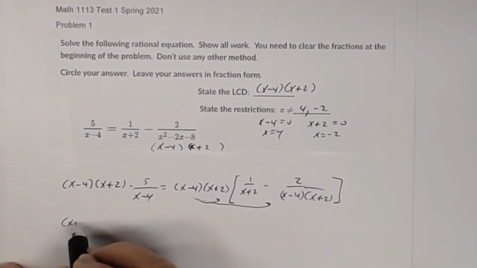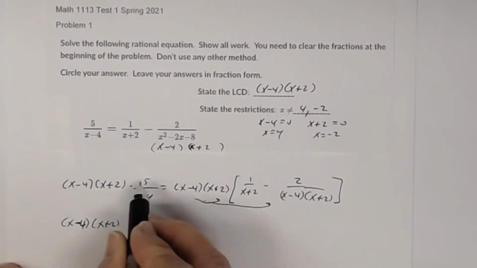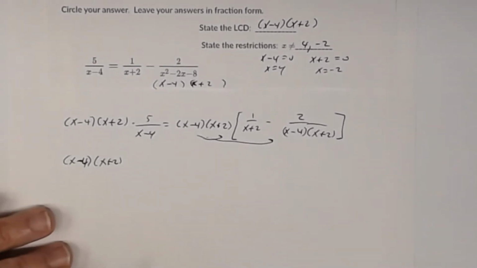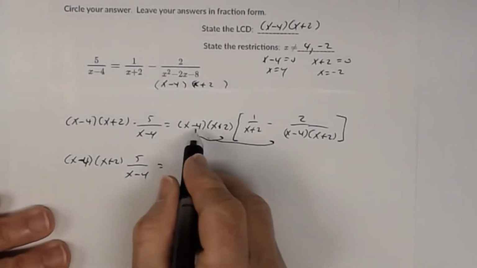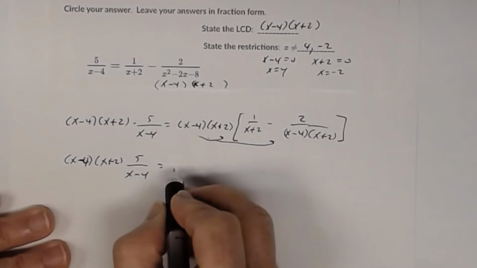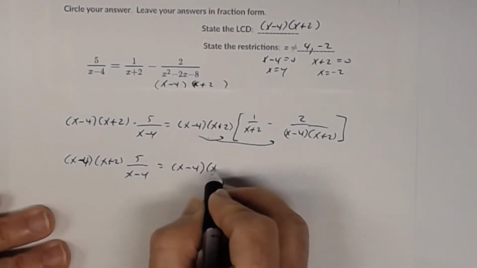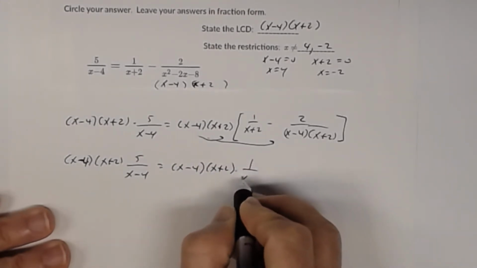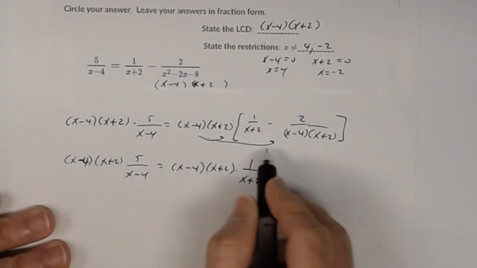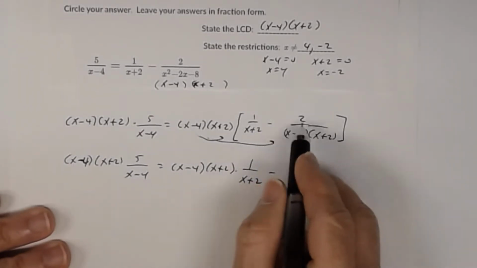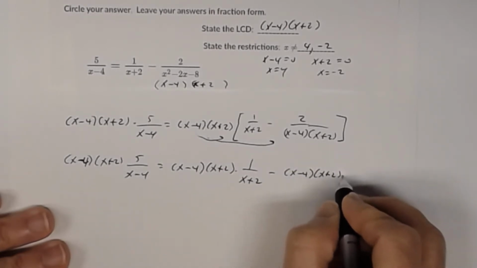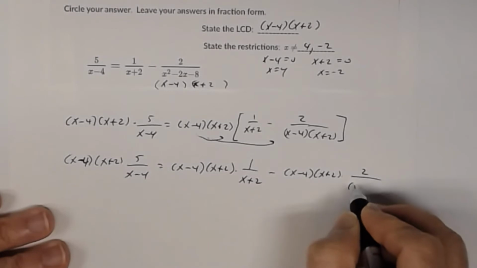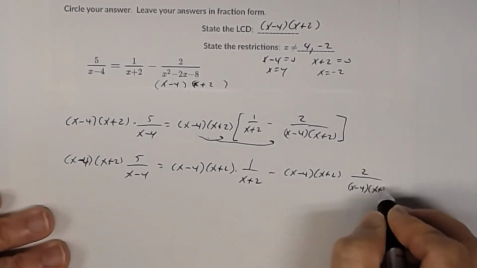So I get x minus 4 times x plus 2. So the LCD times this rational expression times 5 divided by x minus 4 equals, and then this LCD times this rational expression. So x minus 4, x plus 2 times 1 divided by x plus 2 minus, and then the same thing here. So you're distributing the LCD on the right-hand side. x minus 4, x plus 2 times 2 divided by x minus 4 times x plus 2.